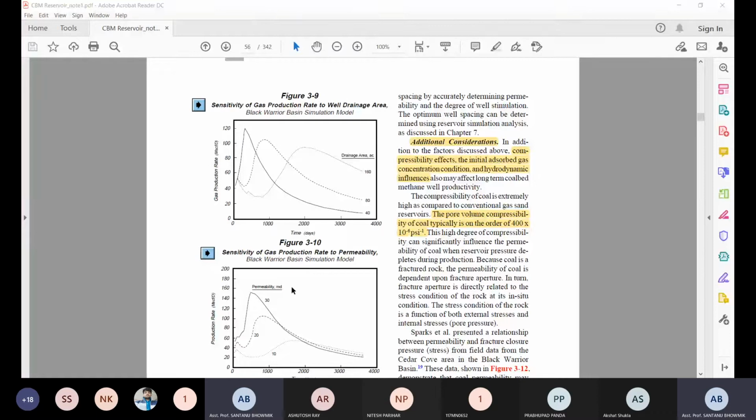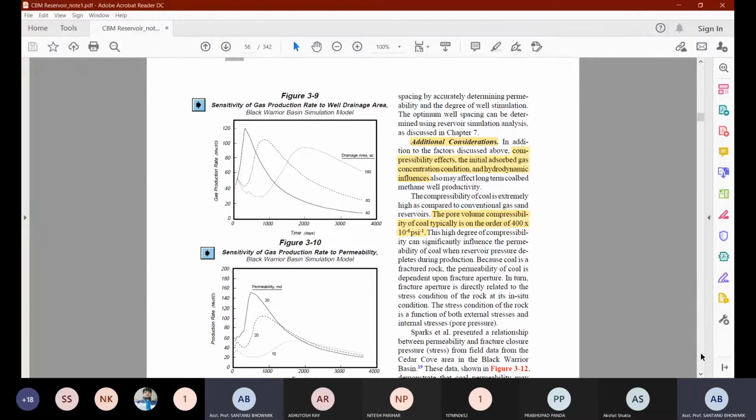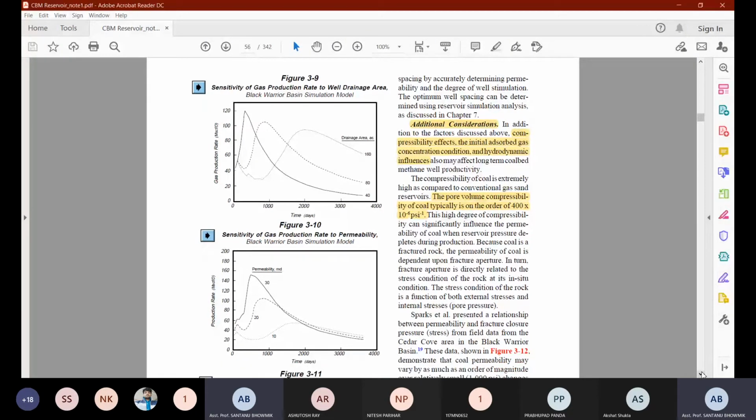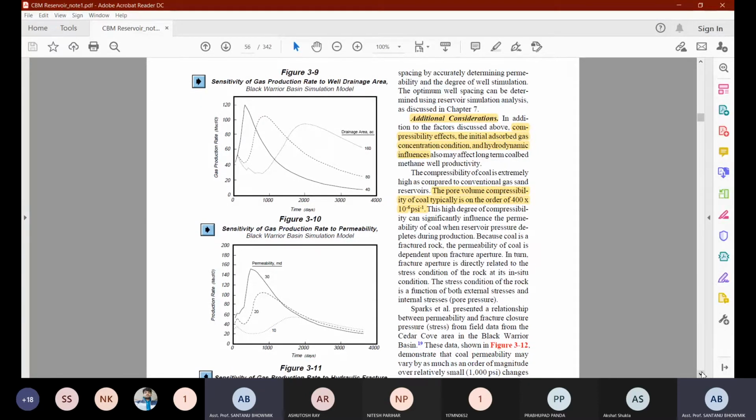Okay. Now let us come to the second figure, figure 3.10. What is this going to dictate? This is going to show us the sensitivity of the gas production rate to the permeability. Now this is very easy to understand because you already know that the permeability is dominated by the orientation and the presence of the natural structures, and so whatever gas production rate is coming out depends on how much permeability the reservoir has.